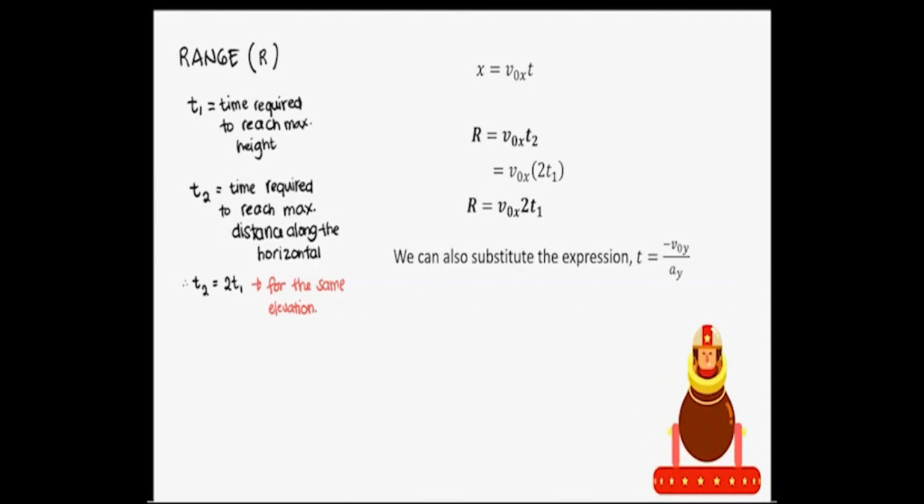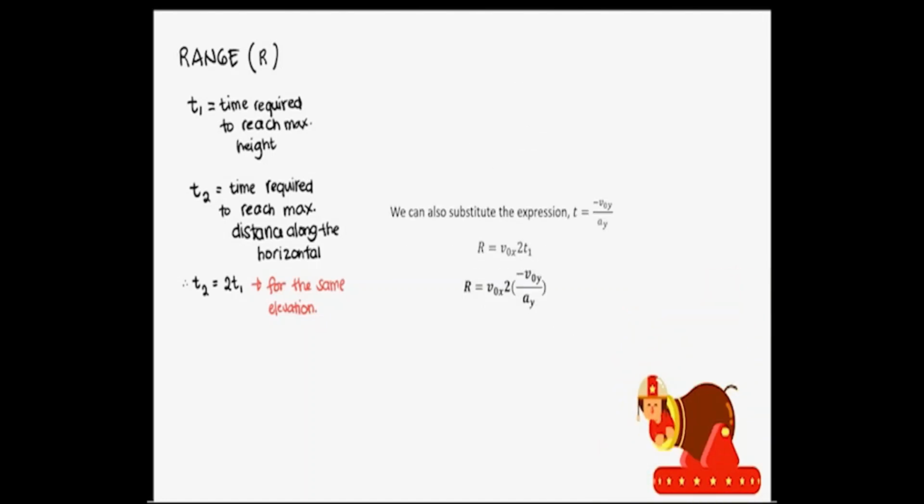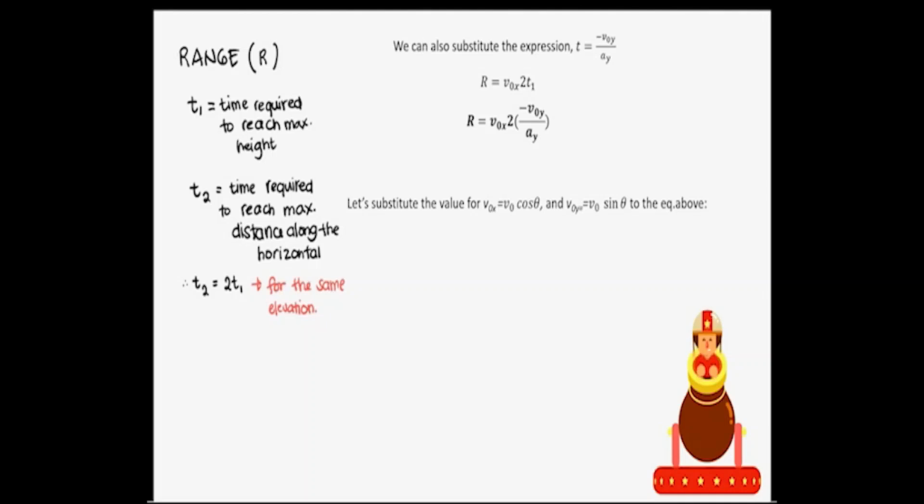We can also substitute the expression t is equal to negative v sub 0y all over a sub y. Remember, this equation here is the equation for time to reach the maximum height. So, therefore, R is equal to v sub 0x times 2 t sub 1, which is also equal to v sub 0x times 2 times negative v sub 0y all over a sub y. Okay? We can also substitute the expressions v sub 0x is equal to v sub 0 cosine theta and v sub 0y is equal to v sub 0 sine theta into the equation above.